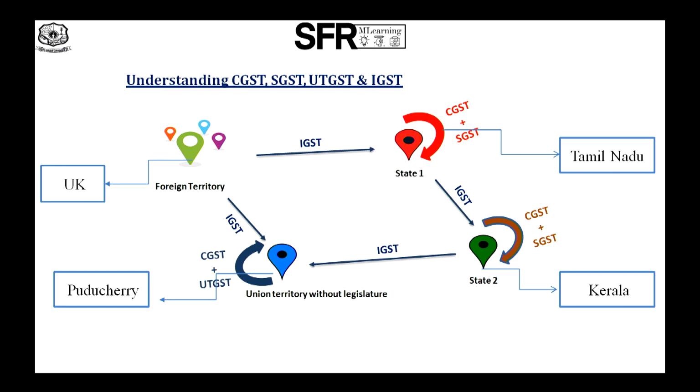Next we see the examples of types of GST. For example, if any transaction is within Tamil Nadu, CGST and SGST are applicable. If any transaction is between Tamil Nadu and Kerala, IGST is applicable. If any transaction is between Puducherry, that is a Union Territory, and Kerala, IGST is applicable. If any transaction is between Puducherry and UK, that is a foreign territory, IGST is applicable.